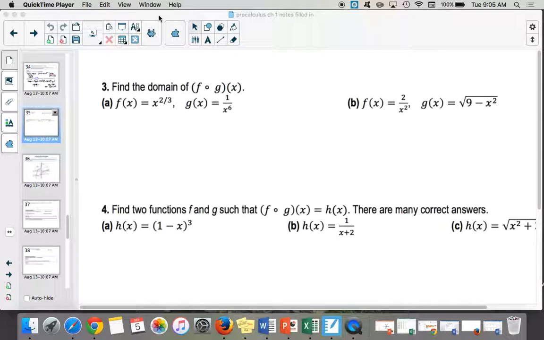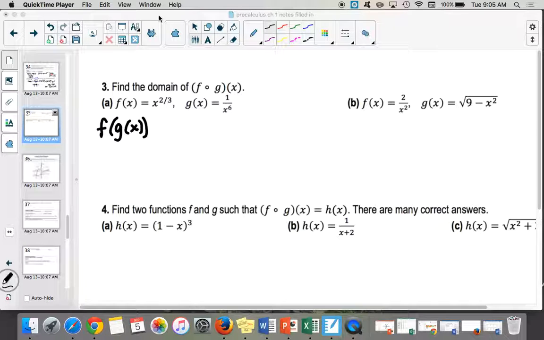Compositions of functions. So we still didn't get a chance to talk about the domain very much. So number 3, it says find the domain of f of g of x. If I'm finding f of g of x, I can write it with a little o, or I can write it with parentheses. That's why it's "of." So f of g of x. So we're finding f of 1 over x to the 6th.